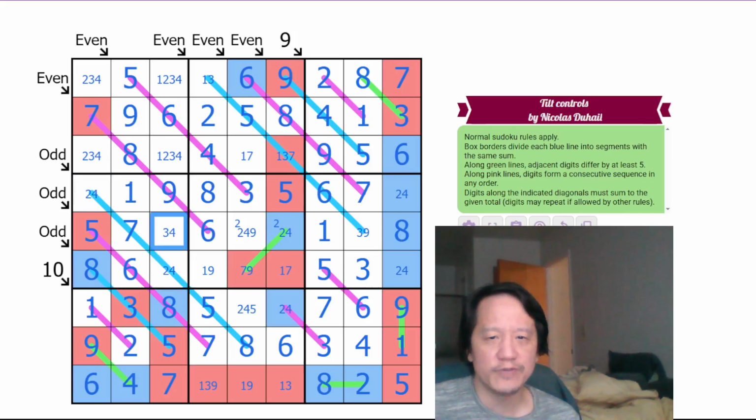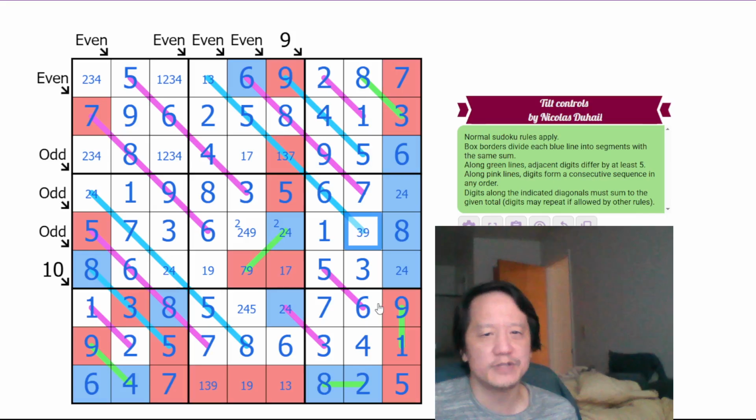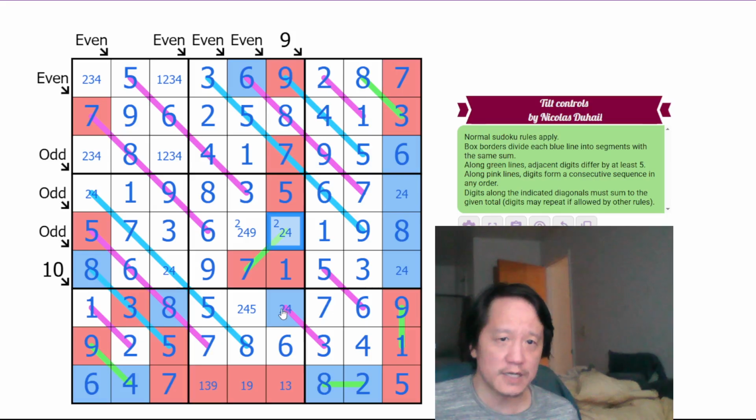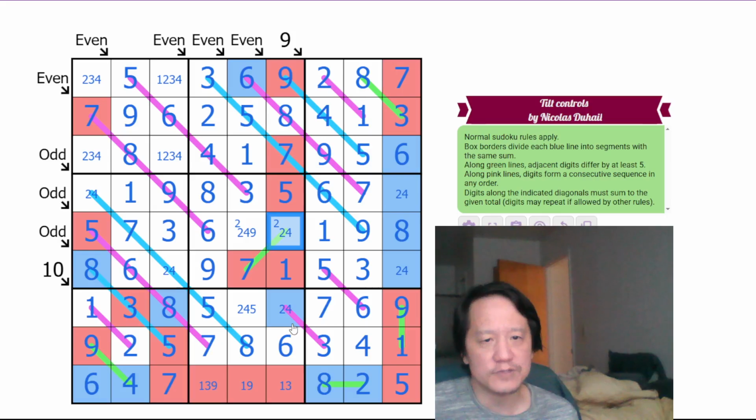That means this can't be 4 here. It's 3. 3 eliminates 3 here, so it's 9. So 6 and 9 must be the sum of 3, 5, and 7, because they must add up to the same sum. So we have 3, 7 here, that's 1. 7 eliminates 7 here, so that's 1, which makes this 9, which makes that 7, which means this has to be a 2, because 4 cannot be 5 or more away from 7. So that leaves this as 2, that's 4, this is 2.